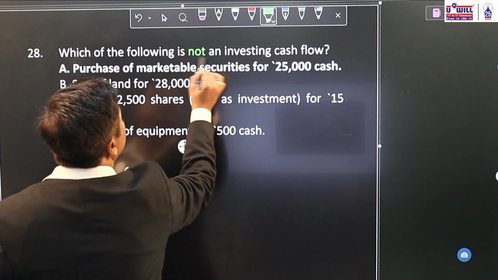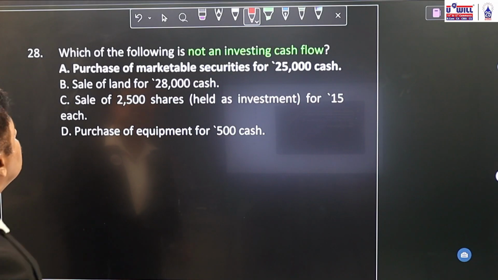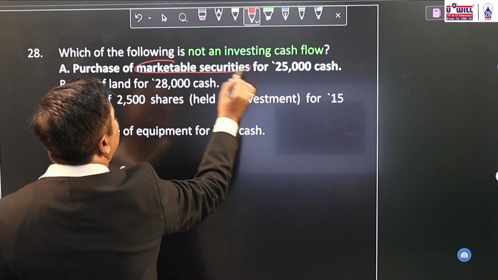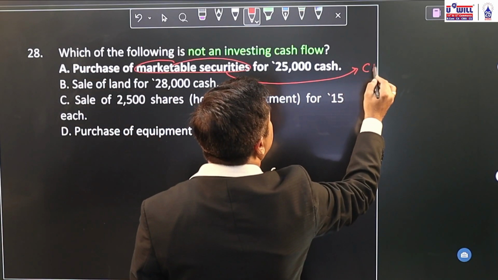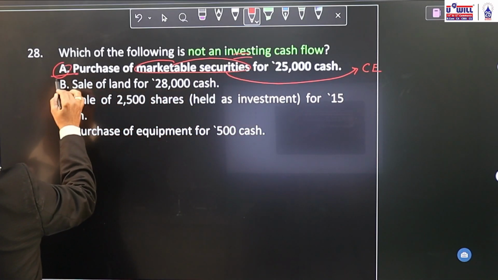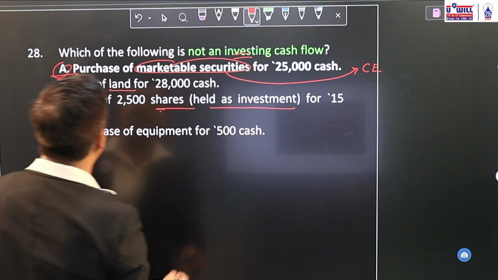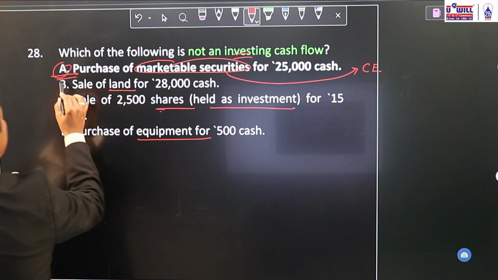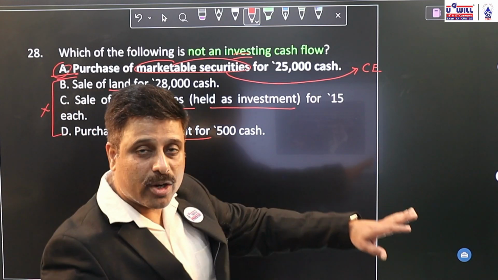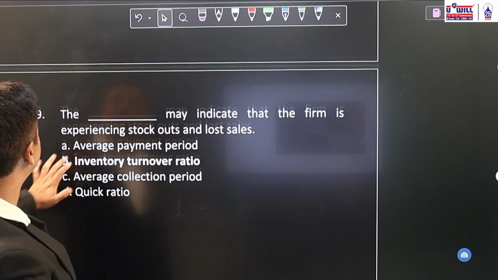Which of the following is not an investing activities cash flow? Purchase of marketable securities, yes, because marketable securities are part of cash equivalents itself. So they are not a part of investing activity. Option A is the correct answer. Land is a part of investing activity. Shares which are held as investment is a part of investing activity. Equipment is also a part of investing activity. Okay. Option A. Marketable securities are a part of cash and cash equivalents itself. They are not part of investing activities.